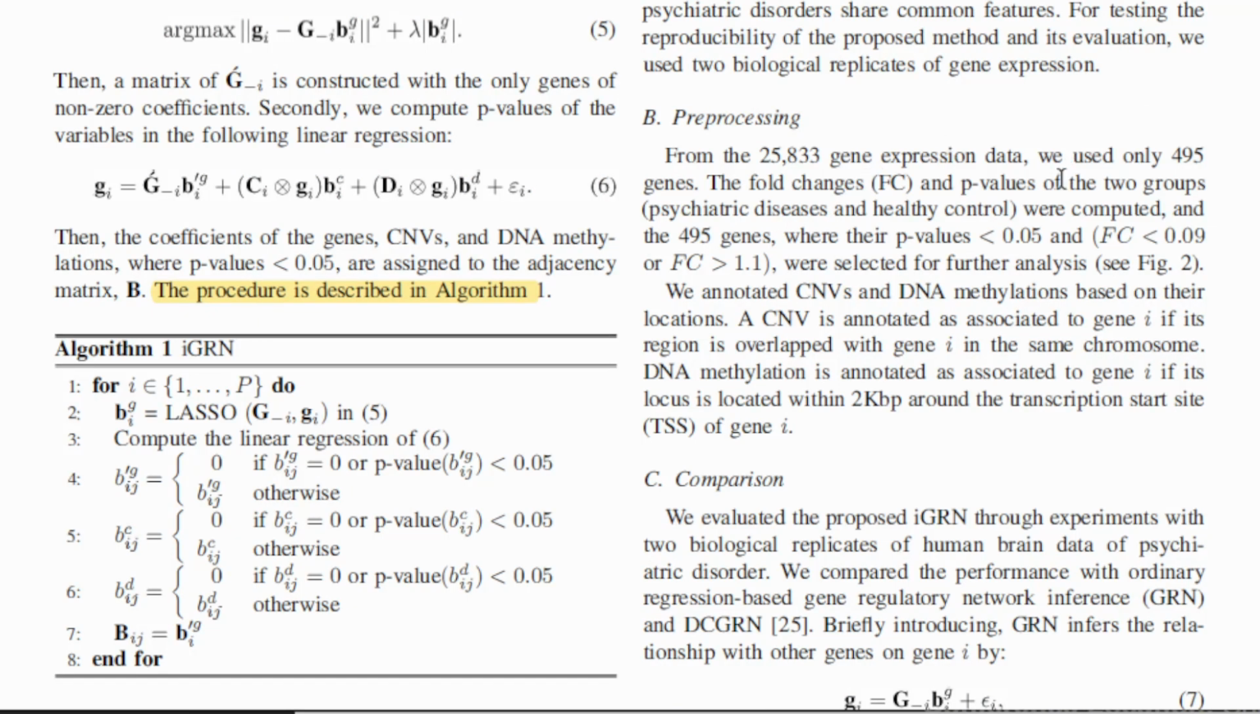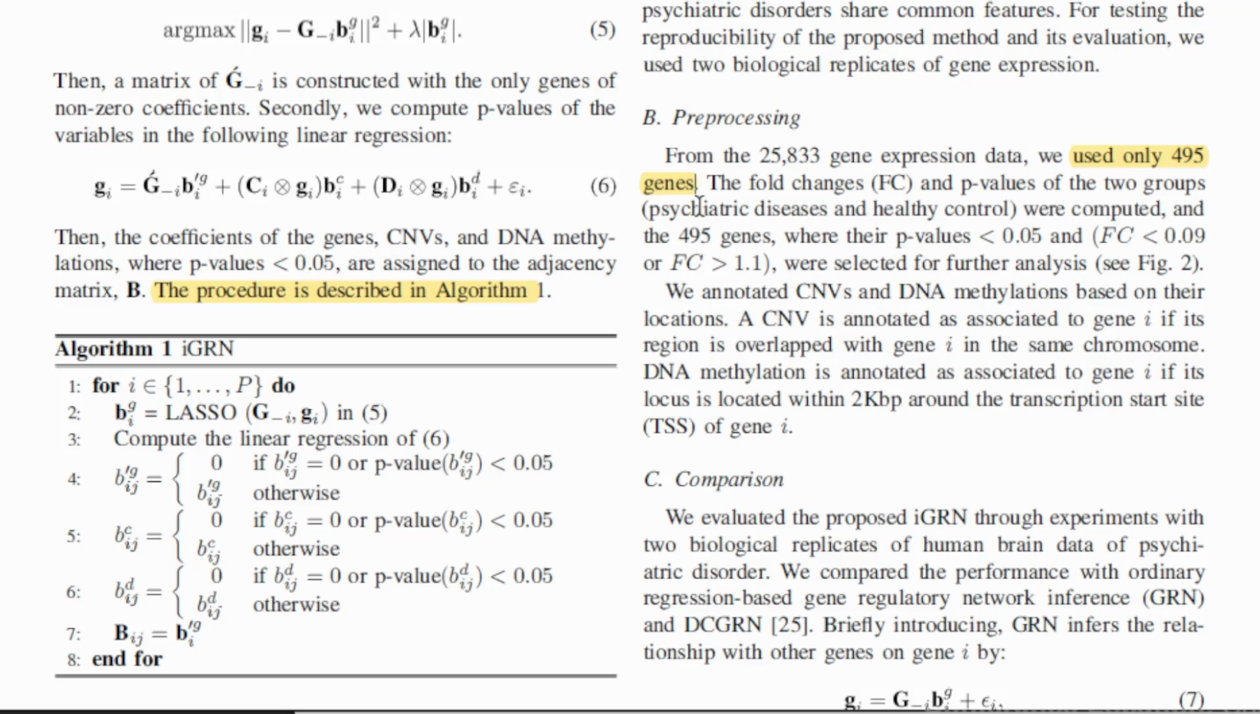The fold changes, FC, and p-values of the two groups, psychiatric diseases and healthy control, were computed, and the 495 genes where their p-values were less than 0.05 and FC less than 0.9 or FC greater than 1.1 were selected for further analysis, see Figure 2. We annotated CNVs and DNA methylations based on their locations. A CNV is annotated as associated to gene I if its region overlaps with gene I in the same chromosome. DNA methylation is annotated as associated to gene I if its locus is located within 2 kbp around the transcription start site, TSS, of gene I.